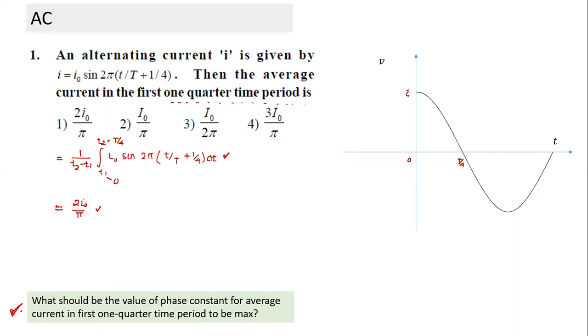Nitya, have you understood what the question is? Yes, sir. This is phase constant. So I'm taking this as a variable. What should be the phase constant here? What should be the value of phase constant so that average current for the first quarter time period is maximum? This is something all of you can think about. And when we have the evening session, I would like to hear from some of you how you get an answer for this.